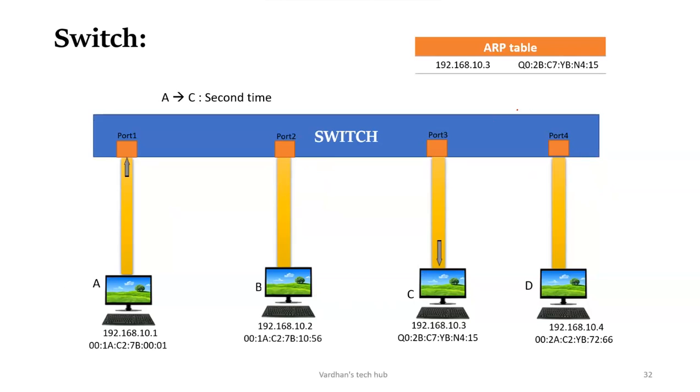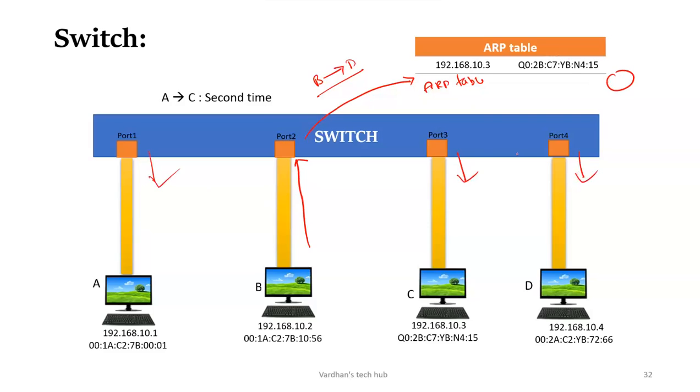Okay, so if you want to remember it easily, we can say it this way. If B to D communication is happening, B is sending information to port 2. Once port 2 communication is done, it will check the ARP table. As it is sending for the first time, there won't be any information available in the ARP table. That's why it will send to all the other connected ports.